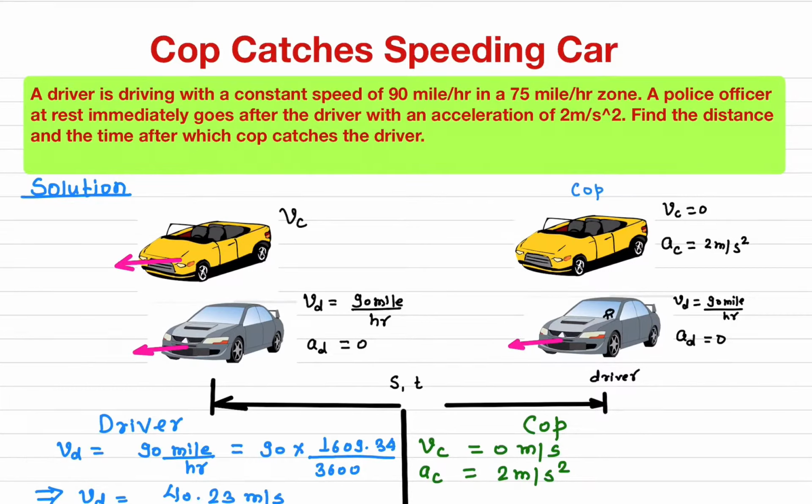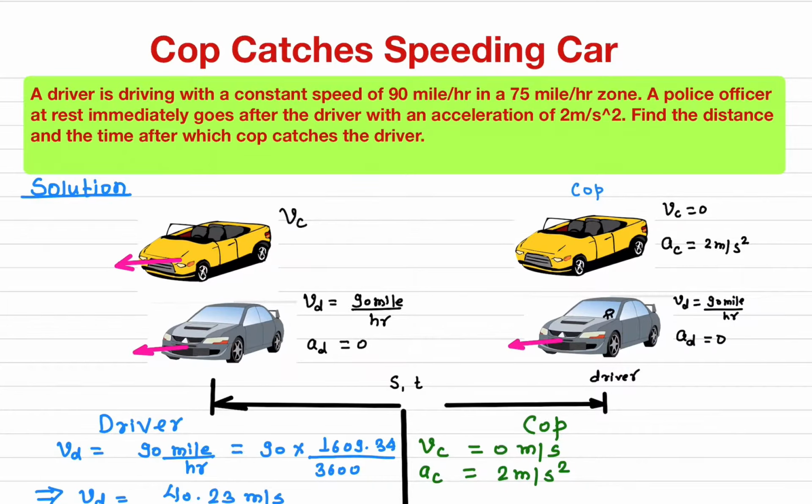In this video, I'll talk about a cop, a police officer, who catches a speeding car. We will be talking in terms of physics. With the physics, you should be able to calculate how long it takes for a cop to catch a speeding car, or what is the distance traveled, or how much distance the cop has to travel in order to catch the speeding car. So what is the information given?